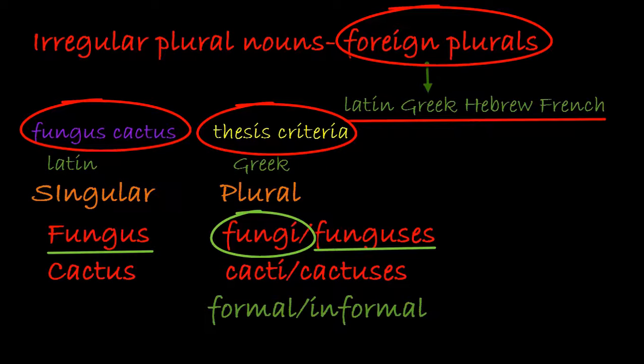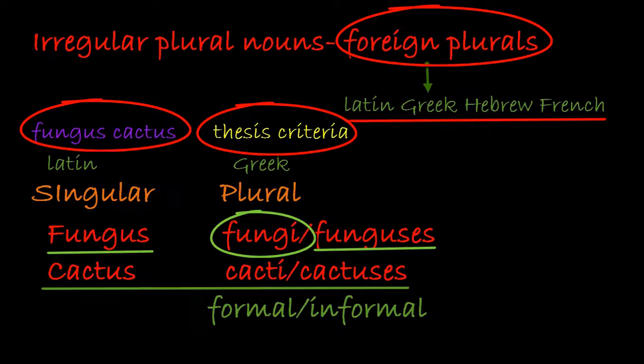Let's look at another Latin word, cactus. Informally, you make a plural, just tack an es onto the end. Cactuses. Like that. But, again, if you studied cactuses for a living, you would probably call them cacti. It's more precise, it's more formal. If you like, it's more polite.